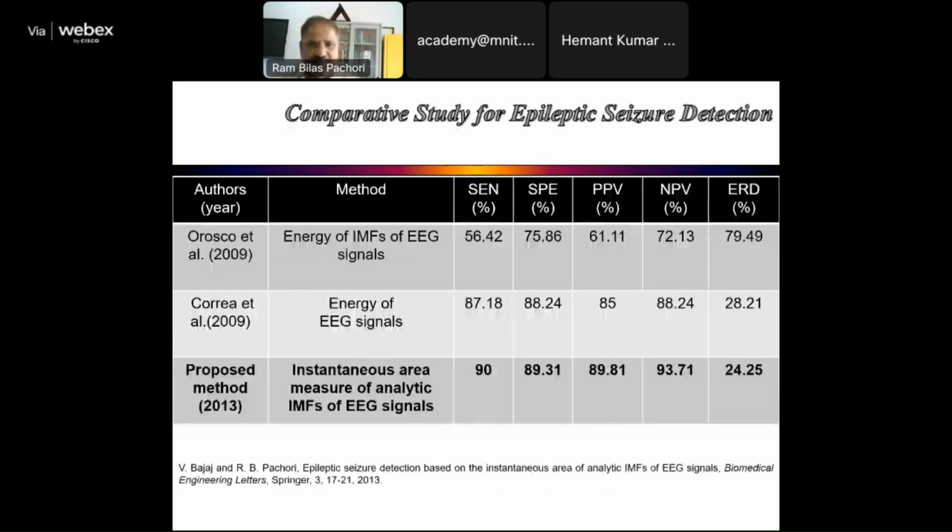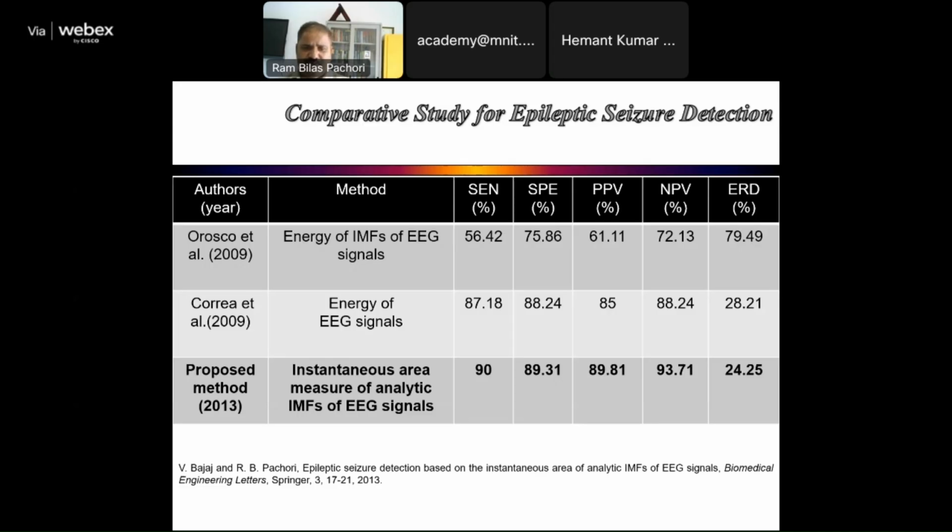Then we have compared our method with other existing methods in the literature. Orozco and others in 2009 suggested the use of energy of IMFs of these signals, and they obtained sensitivity, specificity, positive predictive value and negative predictive value, which one can see in this table, and ERD is also there. Korea and others in 2009 used energy of each signal, and the computed parameters are as follows.